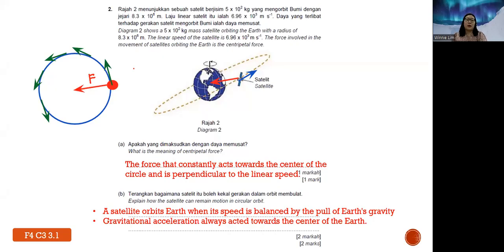The gravitational acceleration always acts toward the center of the Earth. It's just like us humans: on Earth, you're always being pulled downwards. If you throw anything, it will just move back. But satellites in their orbits are balanced. Then we see the next part.